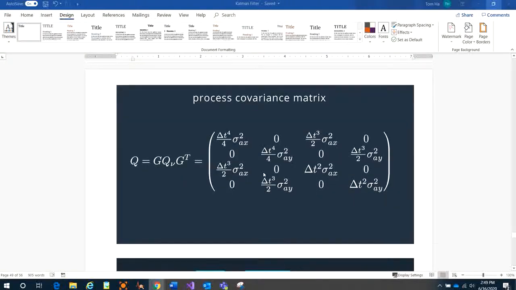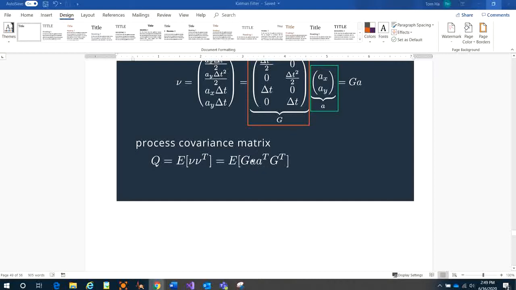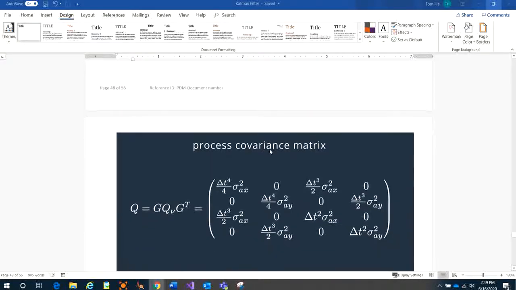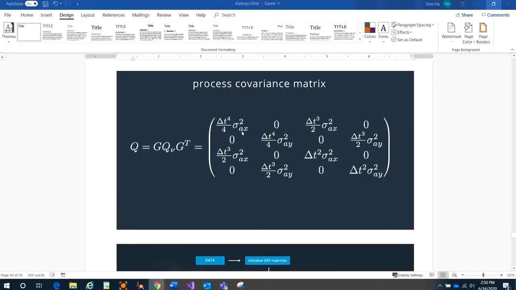And you can multiply all the stuff together, you will get the process covariance matrix. That's really important. And we have to use this one for coding the calculation, right? Right now, we add this one into the Kalman filter formula for calculating the process noise, okay?